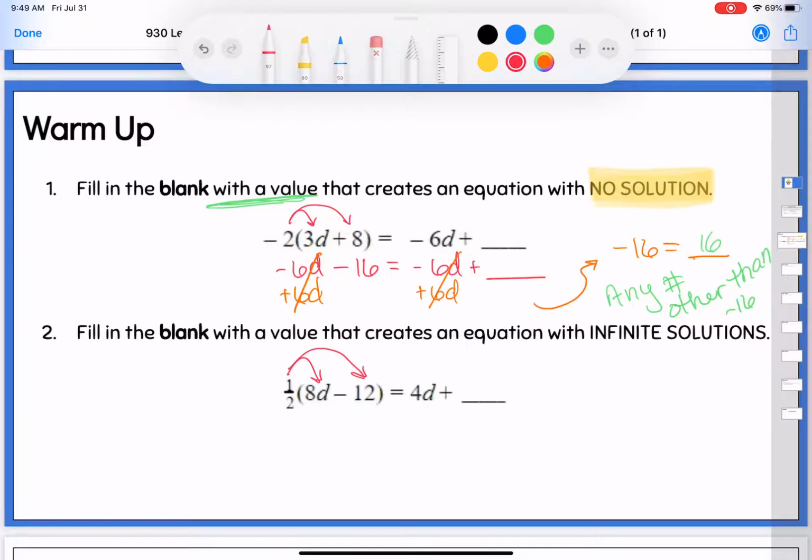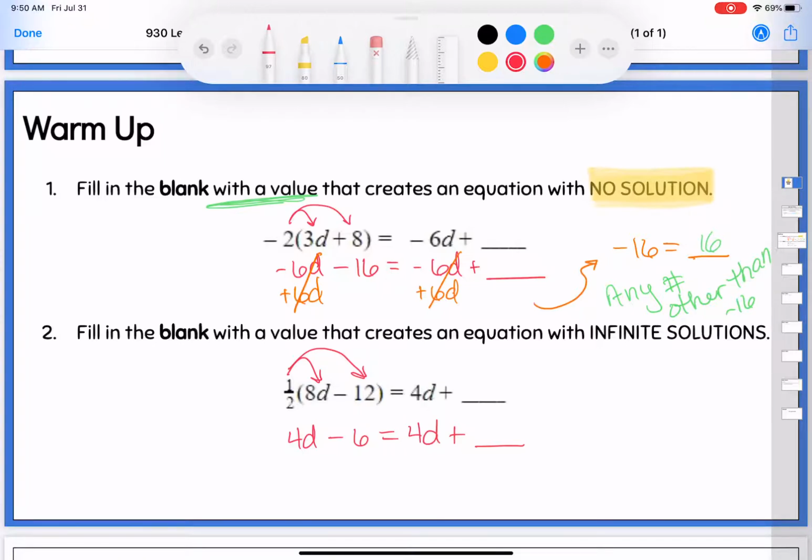Remember, just multiplying with a fraction is like saying of. What is 1/2 of 8d? Well, what's 1/2 of 8? It's 4, right? So half times 8d is 4d. And what is half of -12? -6. So this equation really looks like 4d minus 6 equals 4d plus blank.